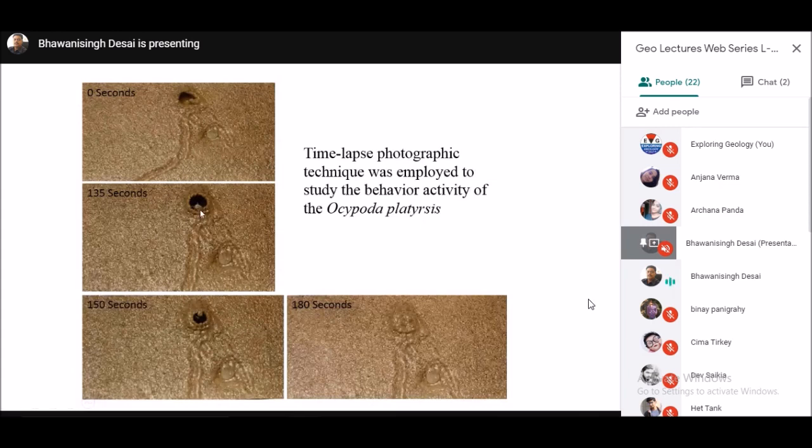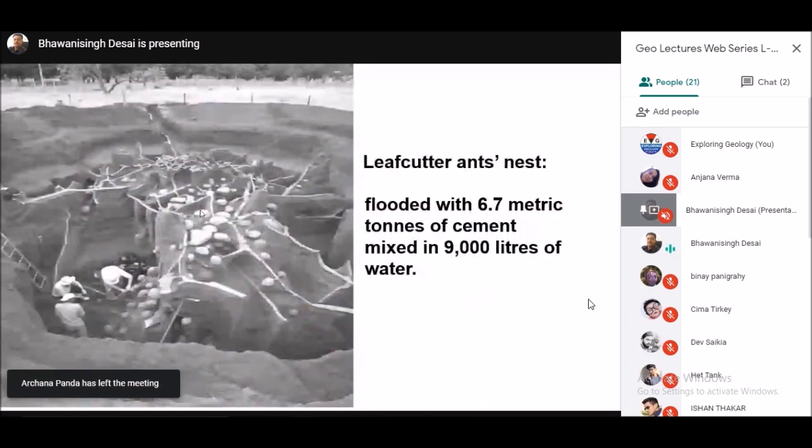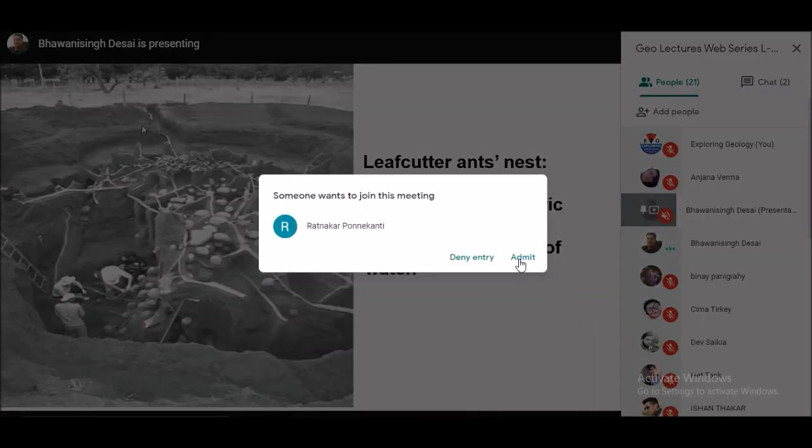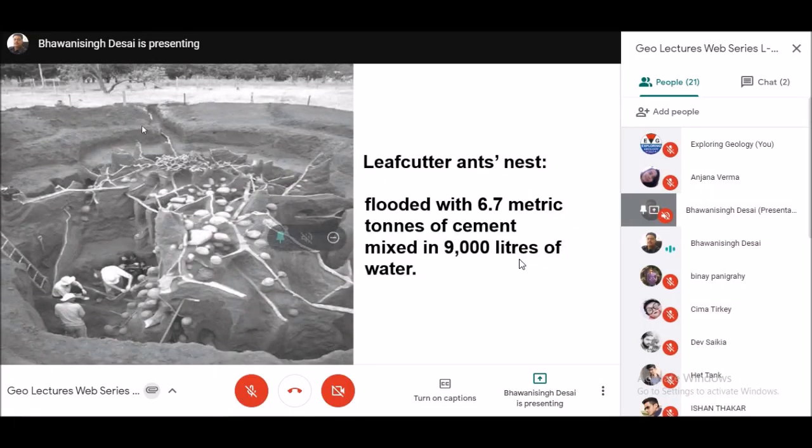Let me give you another example. This is a very famous case. Imagine ants. We see ants everywhere, but we never care how much disturbance they can create subsurface. A few scientists in Argentina tried to flood ant burrows with cement. They found that this entire burrow was flooded with 6.7 metric tons of cement mixed with 9,000 liters of water, and this is a whole mega city that was excavated. So just imagine what the smaller invertebrate animals are capable of.